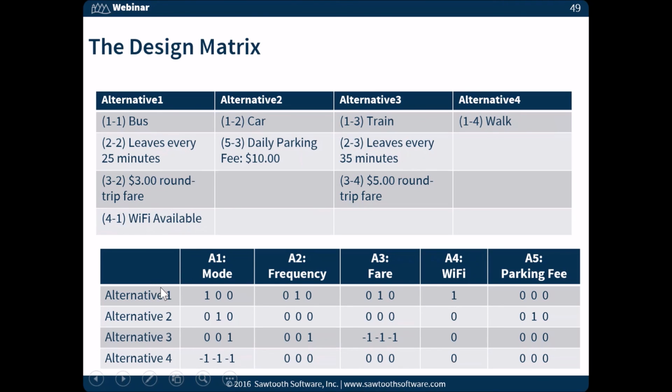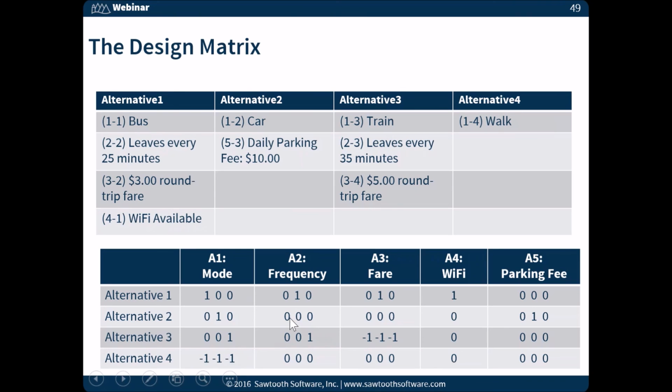So down here, when we create the design matrix, using effects coding, we have our different modes of transportation. So attribute 1 and alternative 1 is level 1, so we code that as a 1, 0, 0. Alternative 2 is level 2, so that gets coded as a 0, 1, 0. Alternative 3 is level 3, which gets coded as a 0, 0, 1. And alternative 4, which is level 4, actually gets coded as a negative 1 for all 3 of the columns.